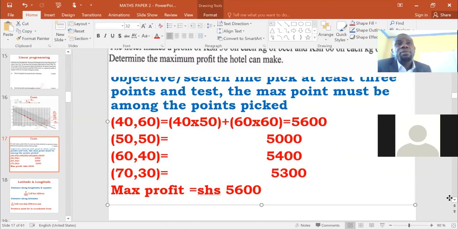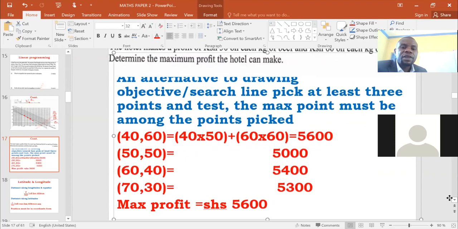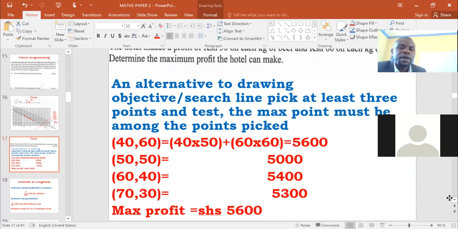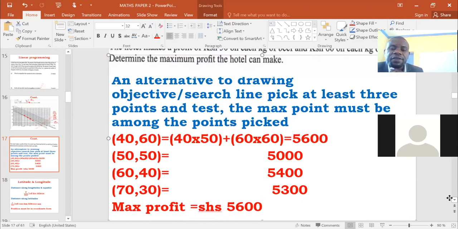So this particular method is acceptable and can save you time, because we notice that in this question, when it comes to the last 3 marks, students always lose marks because most of them struggle to draw the search line, and then they fail to use it appropriately. But you can pick this method of picking points. Of course, if you are asked for the minimum point, you go to the lower values of the region. But for the maximum, you go to the upper part of the region, so that you are able to get the exact maximum profit. But we have said that you must pick at least 3 points, and the correct one must be among them. So we encourage that you pick 4 or 5. But again, you'll be guided.